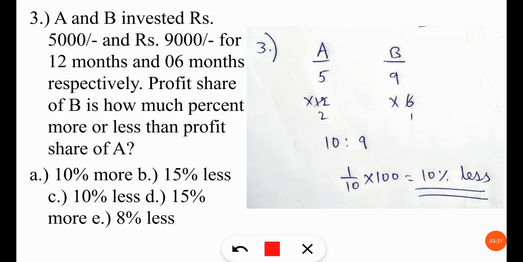Now after cancellation we get 10:9. That means B is 1 part less than A. So 1 by 10 into 100. Why in the denominator do we have to write 10? Because we are comparing with A's share. So that's why 1 by 10 into 100, which is 10% less. Option C is the correct answer. Moving to the fourth question.